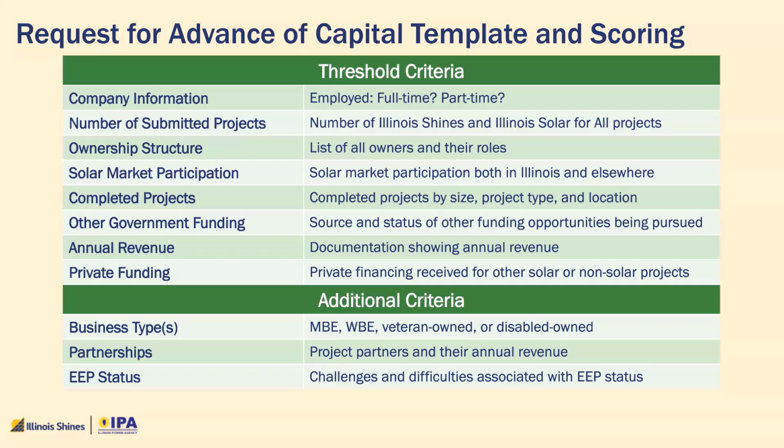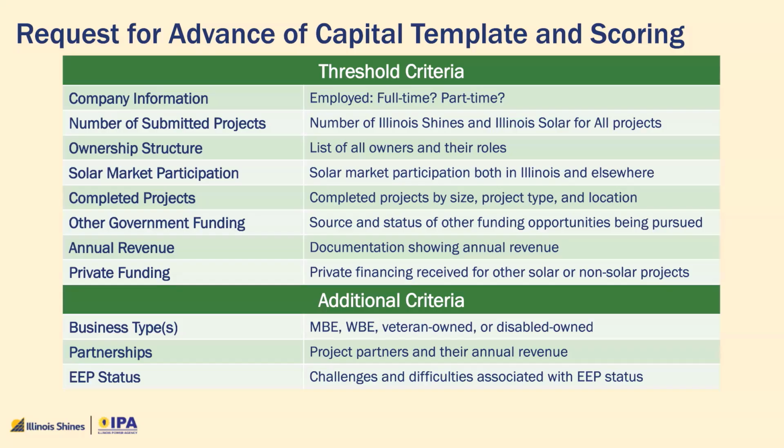The second criteria group is the additional criteria. The information you provide in this section is additive. If any EEC demonstrates eligibility for a capital advance based on the threshold criteria, the additional criteria will also be evaluated to make a final determination for receiving an advance.